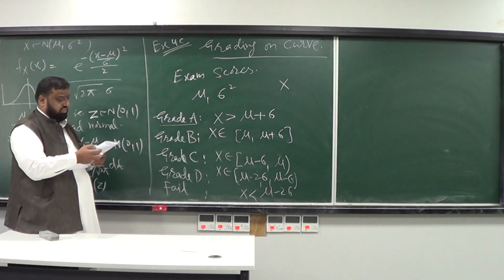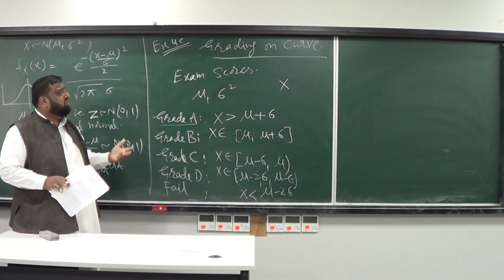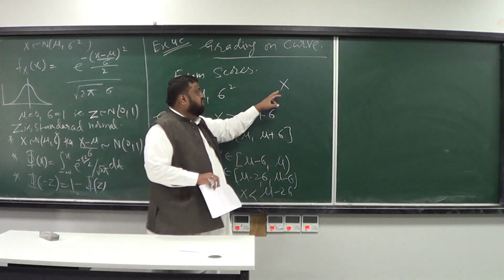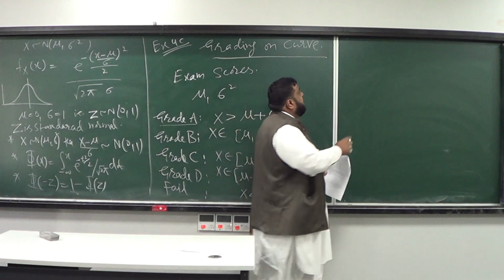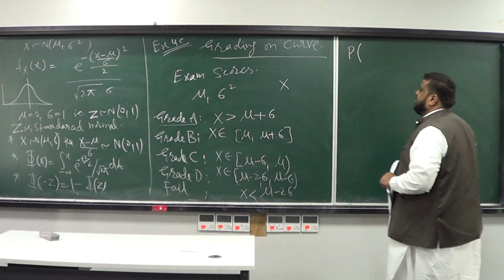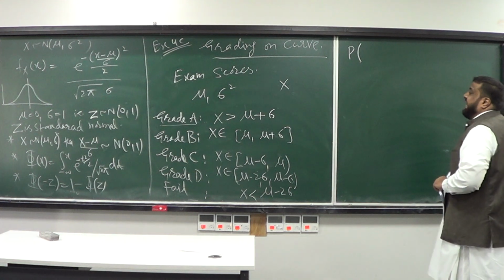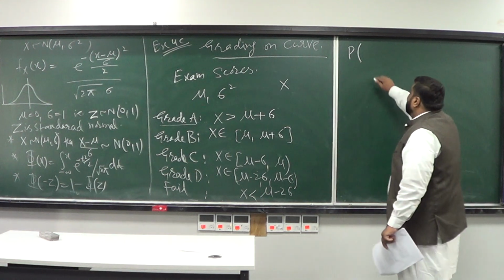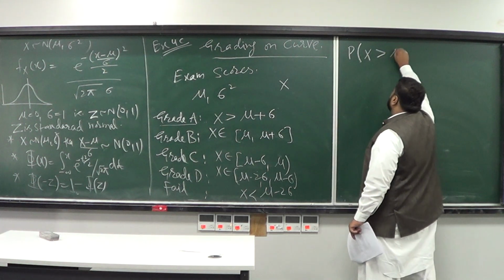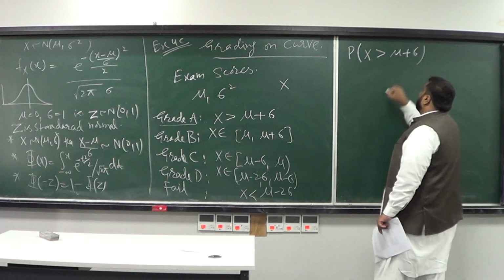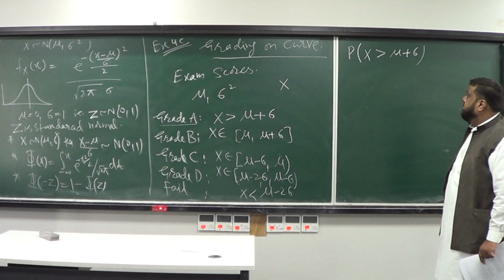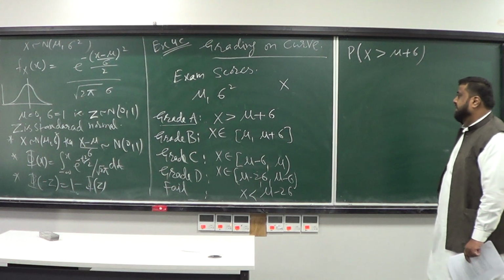Imagine you are a student, okay? Have a student, a particular student, whose score is X. Now, what is the probability that this student whose score is X will get an A grade actually? So we know that the student will get an A grade if X is more than mu plus sigma.